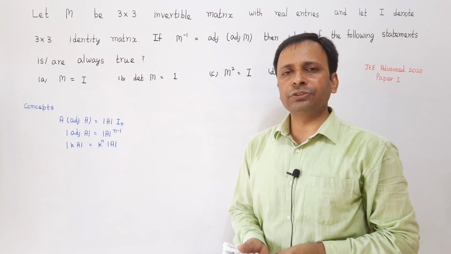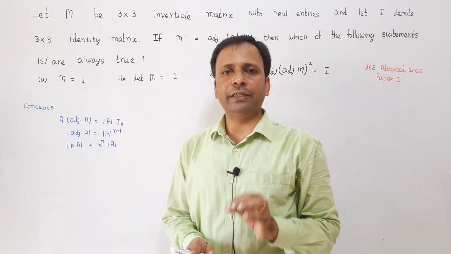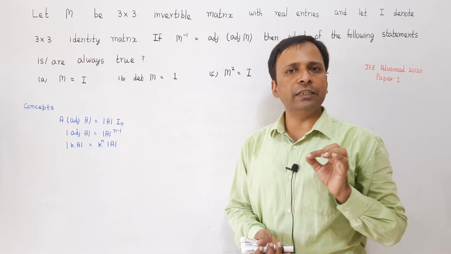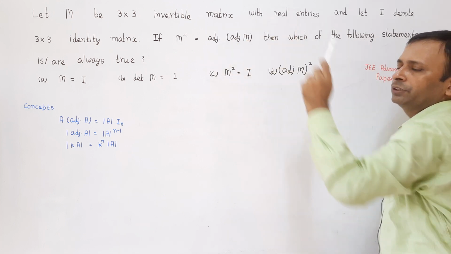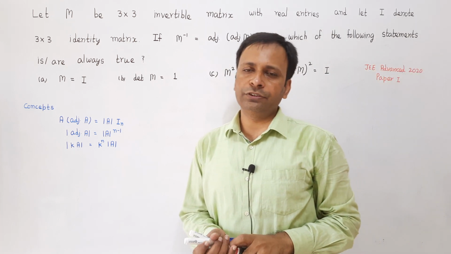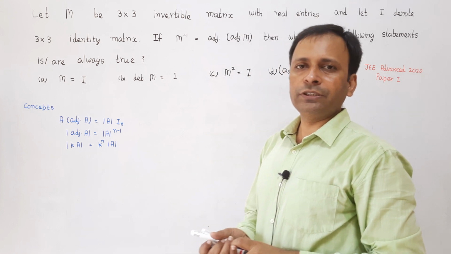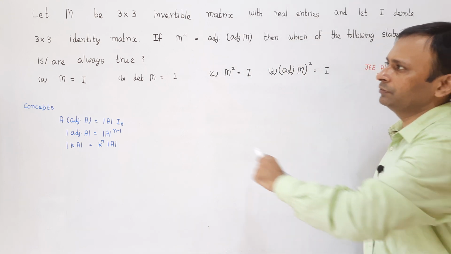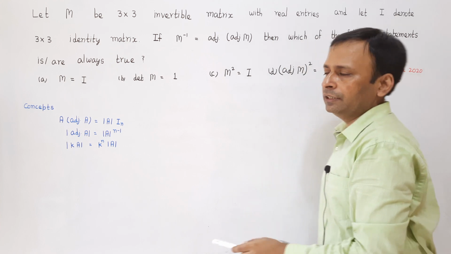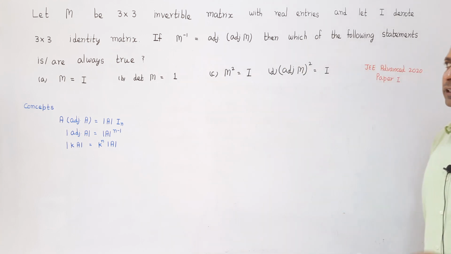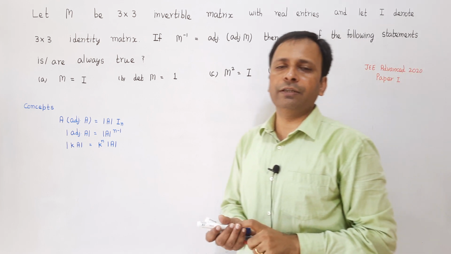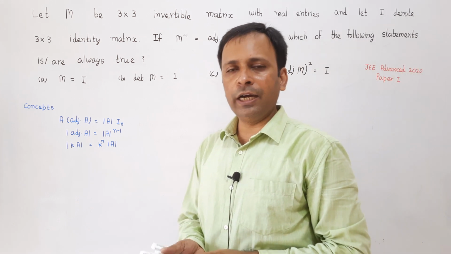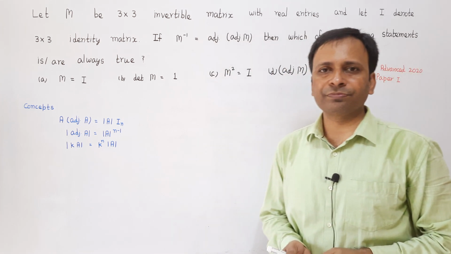That means in this question he is talking about a matrix M, which is a 3 by 3 invertible matrix having the property M inverse is equal to adjoint of M, and we have to state which of these options, which are M is equal to I, determinant of M is equal to 1, M square equal to I, and adjoint of M square equal to I are the correct options.